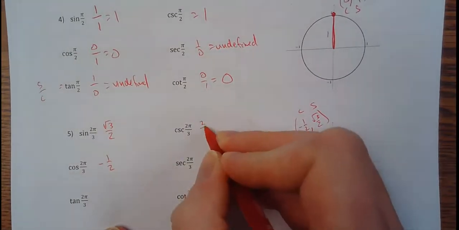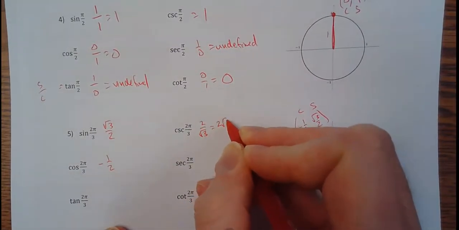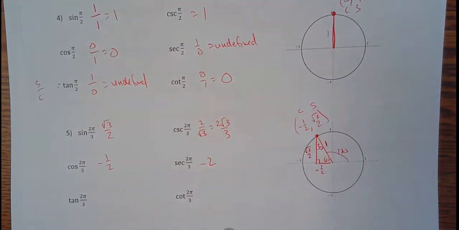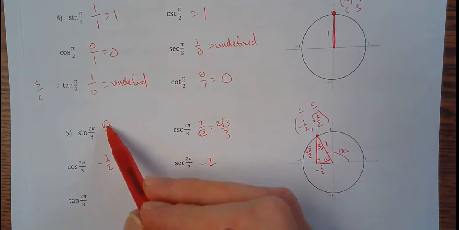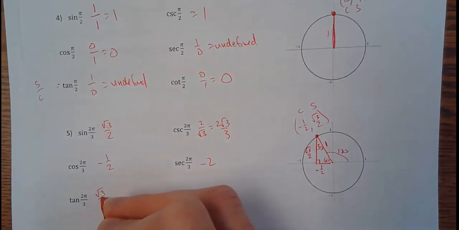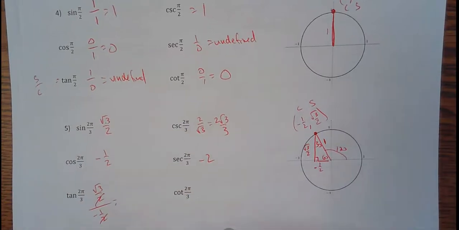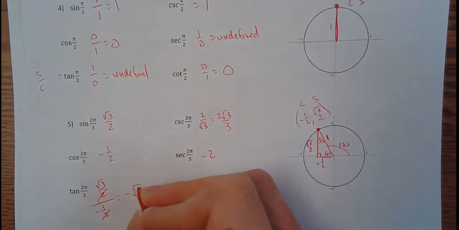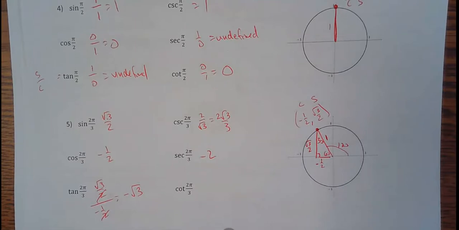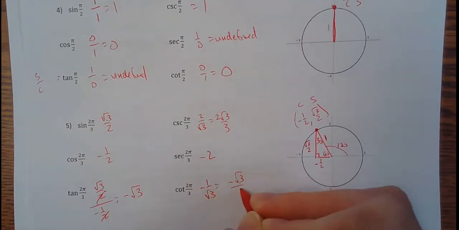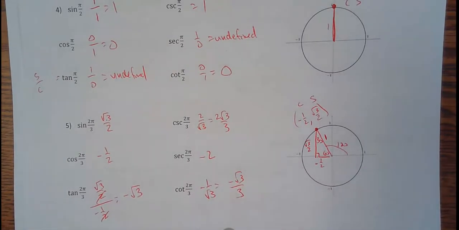Flip those guys over. That'd be negative 2. And now the tangent, again, it's just simpler to think of it as sine over cosine. So radical 3 over 2 divided by negative 1/2. Wipe out the 2's, so it's radical 3 divided by negative 1, so negative radical 3. Flip it over, negative 1 over radical 3. That'd be negative radical 3 over 3.